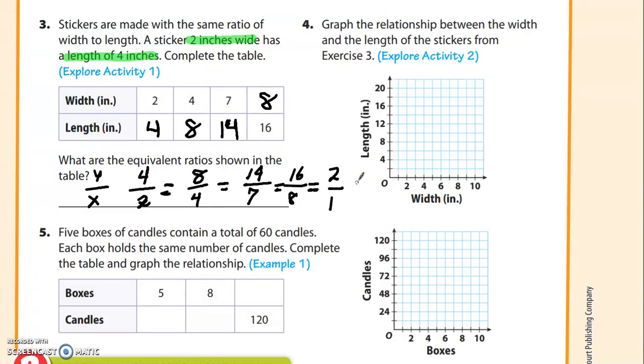Question 4 says, graph the relationship between the width and the length. And notice that the width is the x value and the length is the y value. So you'd go over 2 and up 4. And then the next pair is 4 and 8, so you'd go over 4 and up 8. And the next pair is over 7 up 14. And the next pair is over 8 up 16. And you would graph that, and that would be a straight line.